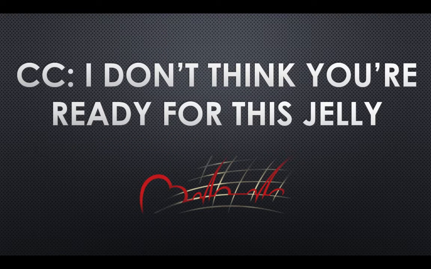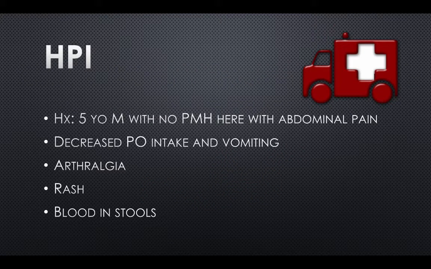Today's case is a 5-year-old male with no significant past medical history who presented with 6 days of cramping abdominal pain. Parents also report decreased PO intake and vomiting for the past day. On review of systems, the child complained of aching and pain in both legs.